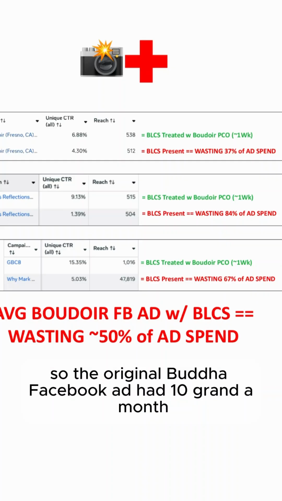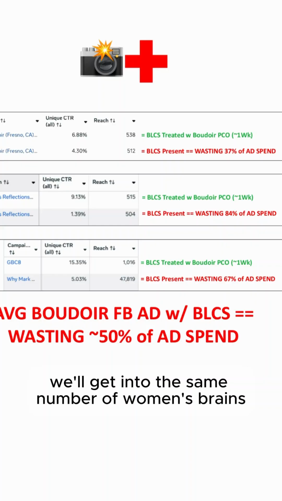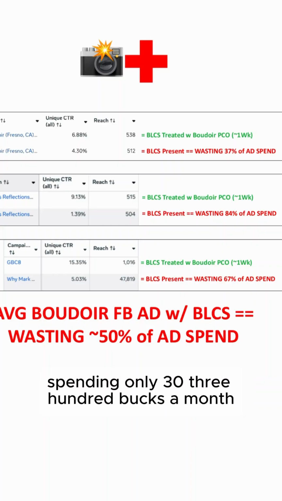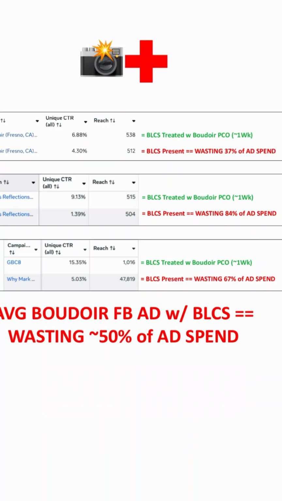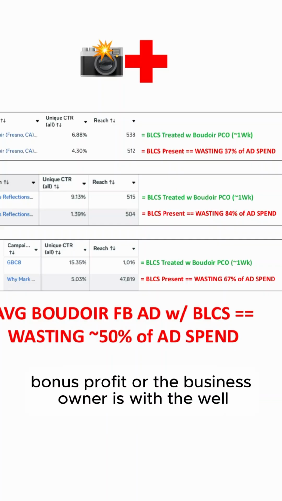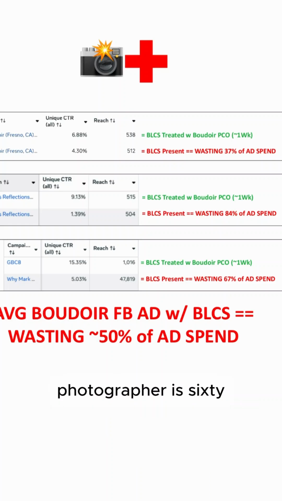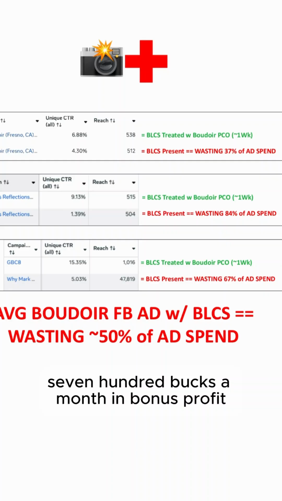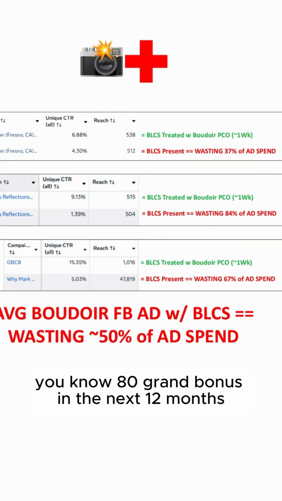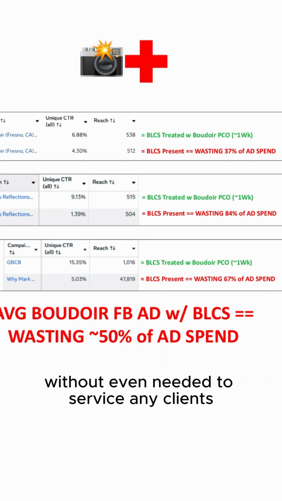So the original Boudoir Facebook ad had 10 grand a month. We'll get into the same number of women's brains as the Boudoir Pico treated ad, spending only 3,300 bucks a month. So that whole difference, we're pocketing that difference as a bonus profit, or the business owner is, the boudoir photographer is, 6,700 bucks a month in bonus profit by simply not spending that money. I would say, 80 grand bonus in the next 12 months. So insanely good without even needing to service any clients.